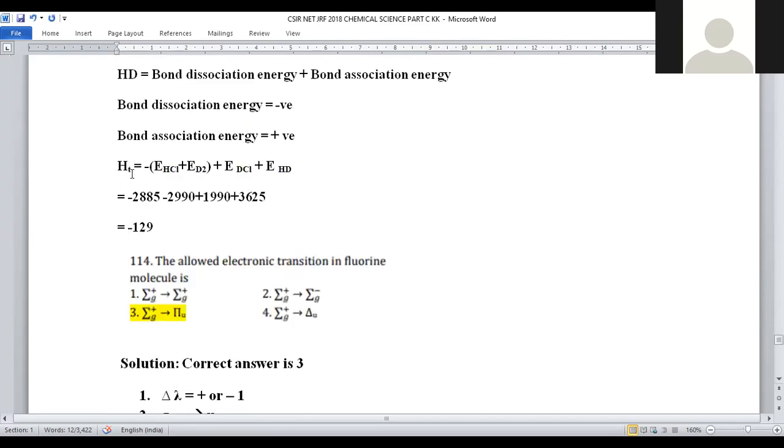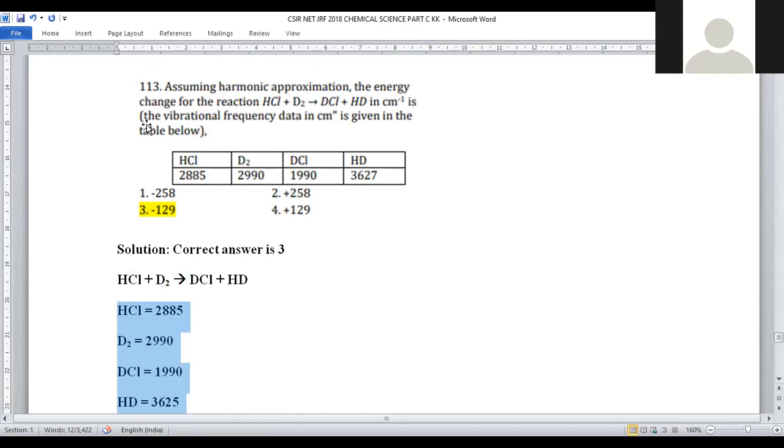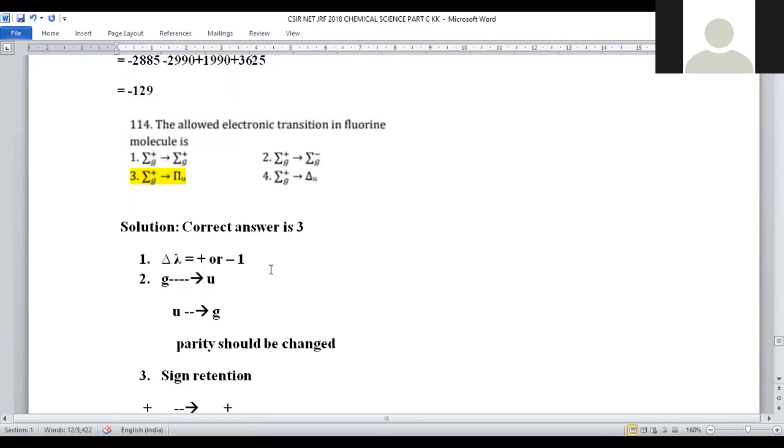So in this, the transformation energy is given as minus (E HCl plus E D2) plus (E DCl plus E HD) will be taken. So minus 2885 minus 2990 plus 1990 plus 3625. When we add all these, when we do this calculation, the final answer will be minus 129. This is the energy of transformation, right? So for question number 113, option 3 will be the right answer. Let us move on to question number 114, the allowed electronic transition for the fluorine molecule. When the fluorine molecule is taken, we have to consider what kind of allowed transitions are possible.